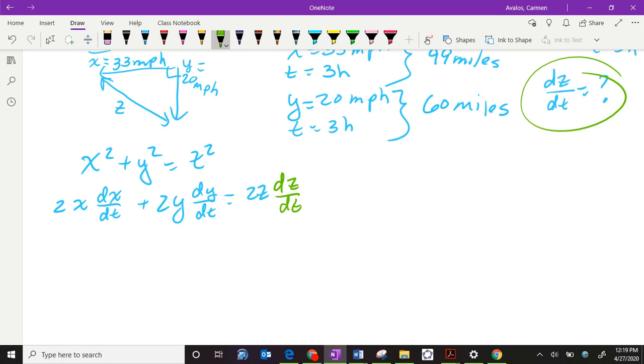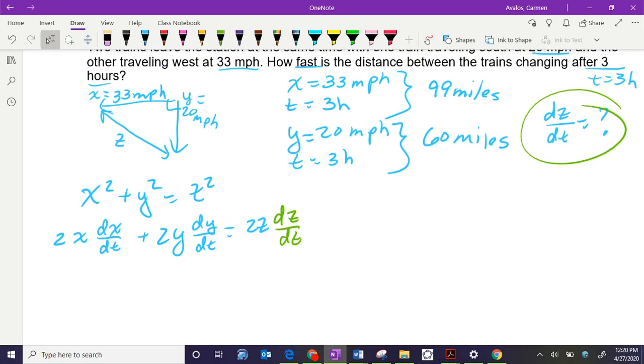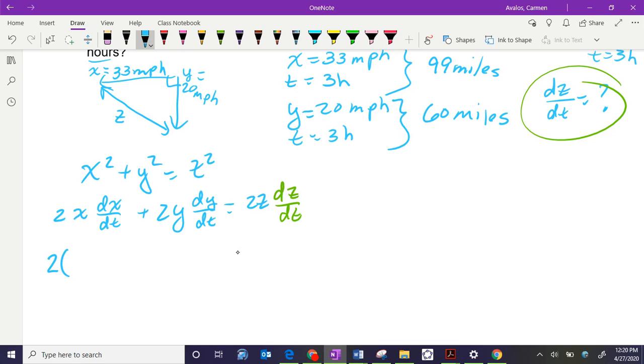Okay, so now we know some information. We solved all this information that we know here, so we're just going to fill that in. We say 2, and then the distance it would already have gone is 99 miles, and the rate at which it's going is 33 miles per hour. Then 2 times y. The y at t equals 3 is 60 miles, and it's moving at a rate of 20 miles per hour. That's equal to 2 times z.